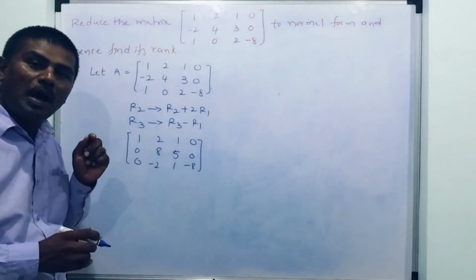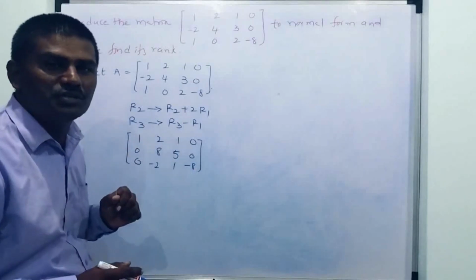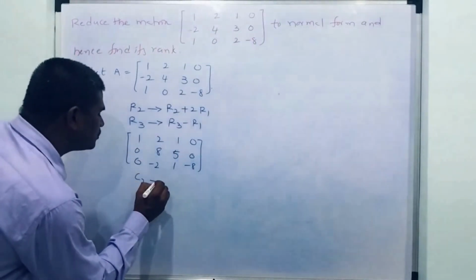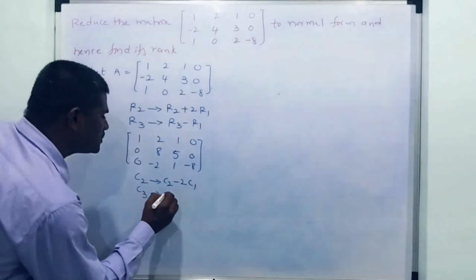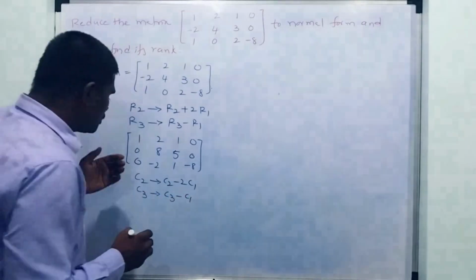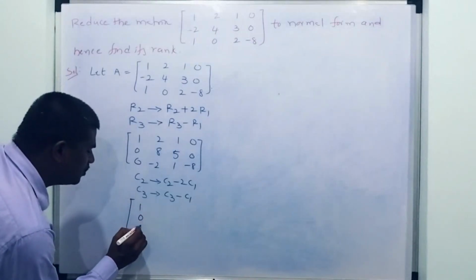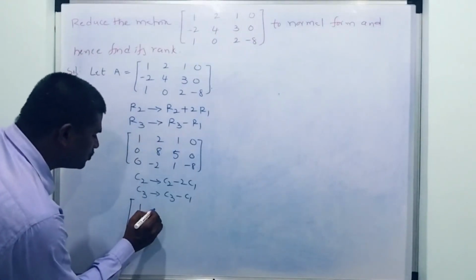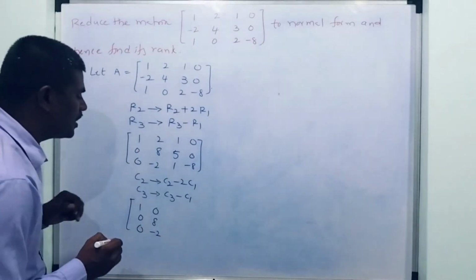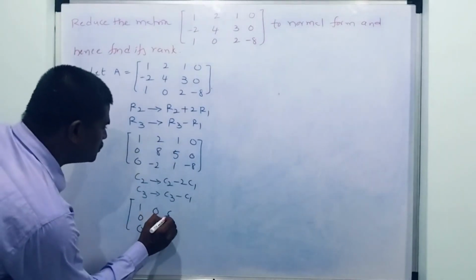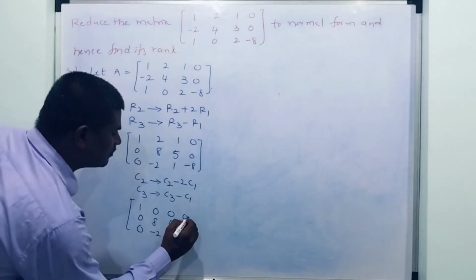Now, you have to apply elementary column operations immediately and make these two elements as 0. That means C2 tends to C2 minus 2C1, C3 tends to C3 minus C1. So, no change in the first column. That means 1, 0, 0. 2 minus 2, 0. 8 minus 0, 8. Minus 2 minus 0, minus 2. And 1 minus 1, 0. 5 minus 0, 1 minus 0. No change in the last column.